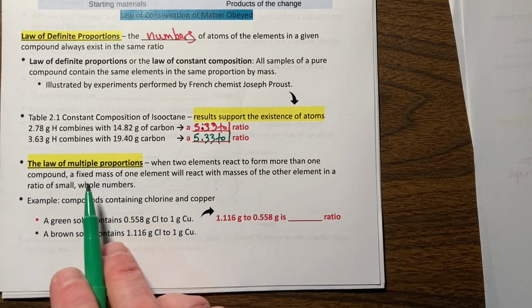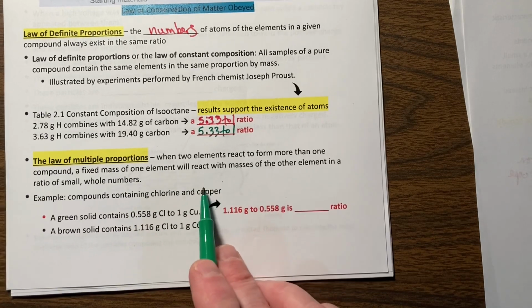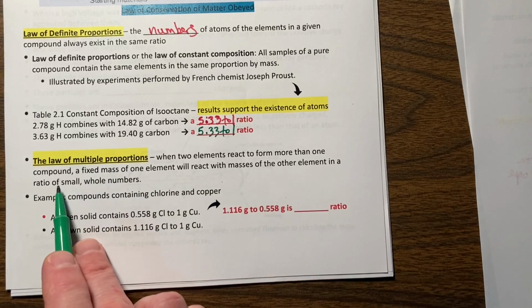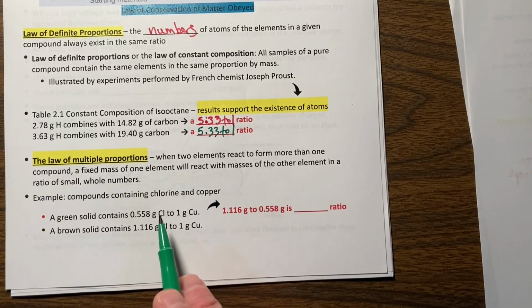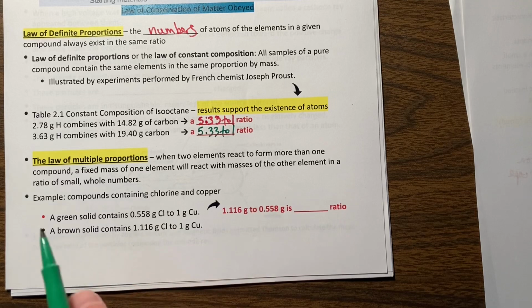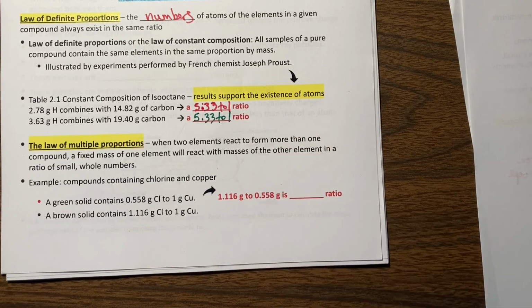The law of multiple proportions states that when two elements react to form more than one compound, a fixed mass of one element will react with masses of the other element in a ratio of small whole numbers. Okay, that's a confusing statement. What does it really mean?